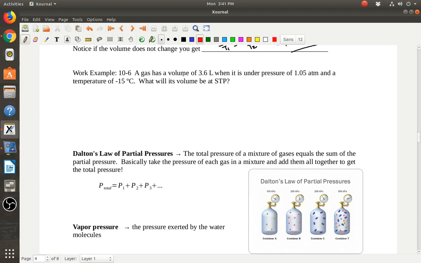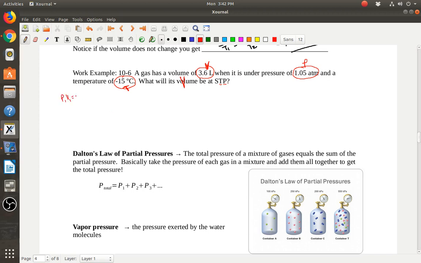A gas has a volume of 3.6 liters, so I put a V on top of that when I circle it. It's under a pressure of 1.05 atmospheres, so that's a pressure unit, and a temperature of negative 15 degrees, that's a temperature unit. What is the volume? There's another V at STP. STP stands for standard temperature and pressure. So we have two pressures, two temperatures, and two volumes. Which of our formulas can we use? It's the combined gas law.